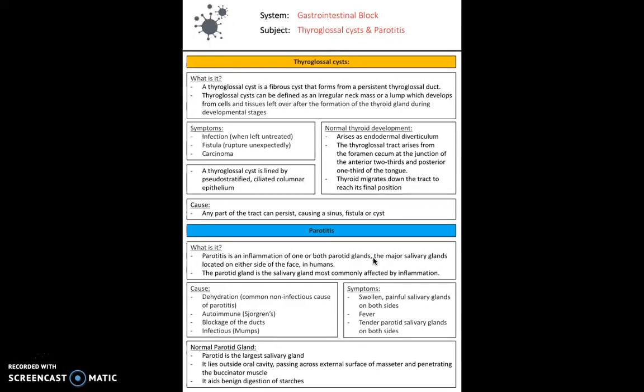The parotid gland is the salivary gland that's most commonly affected by inflammation. Things that could cause parotitis include dehydration, autoimmune conditions such as Sjogren's syndrome, blockage of the ducts, and infections such as mumps. Consequently, these parotid glands may swell, they may be painful, and it can cause a fever as well. So remember that the normal parotid gland is outside the oral cavity, and inflammation of it causes parotitis.